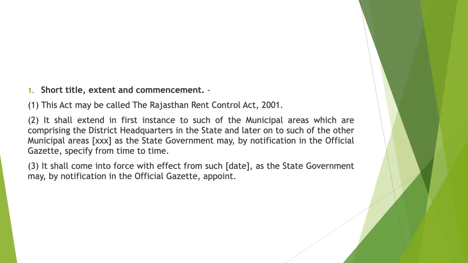This act may be called the Rajasthan Rent Control Act 2001 and it shall extend in the first instance to such of the municipal areas which are comprising the district headquarters in the state and which later on to such of the other municipal areas as the state government may by notification in the official gazette specify from time to time. It shall come into force with effect from such date as the state government may by notification in the official gazette appoint.